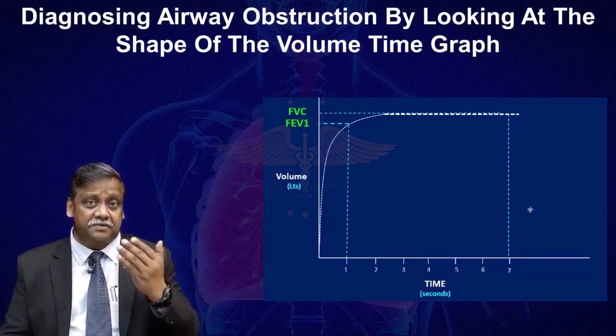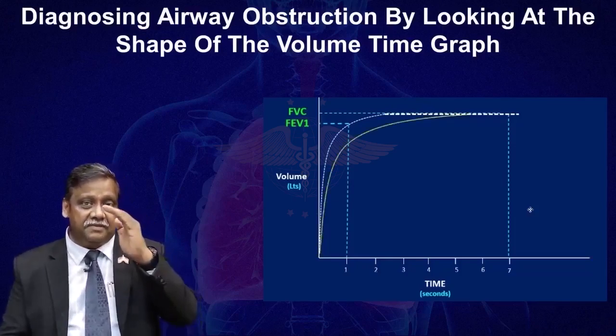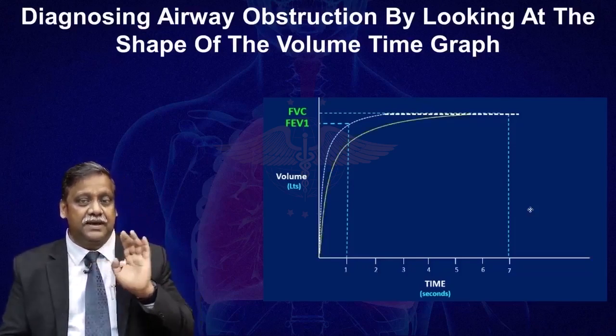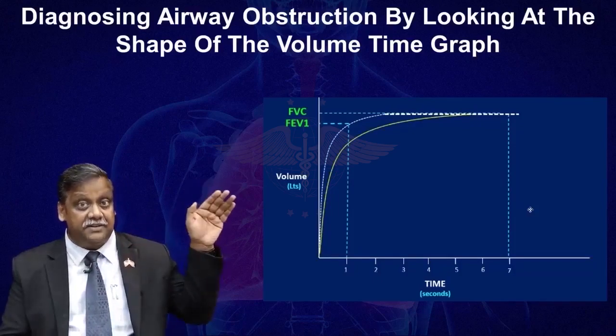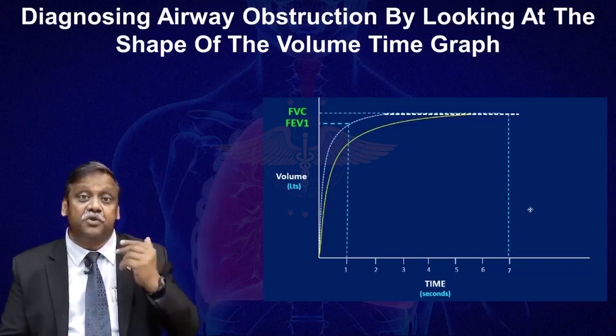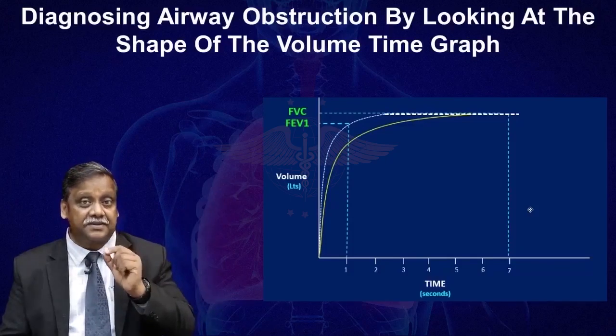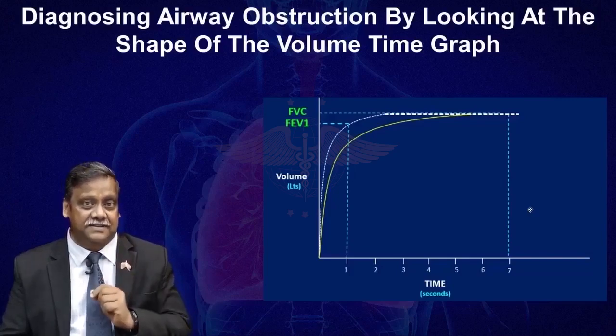Now, when this patient develops moderate obstructive airway disease, this is how it looks. FEV1 becomes even lower, FVC is achieved close to that of a normal healthy person, but there is no plateau even at 6 seconds. This is characteristic of moderate obstructive airway disease.